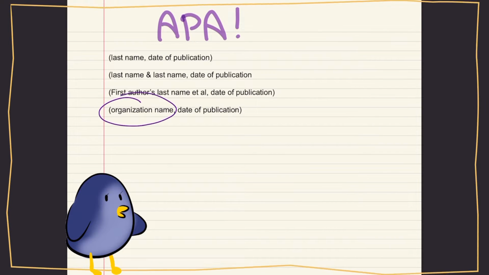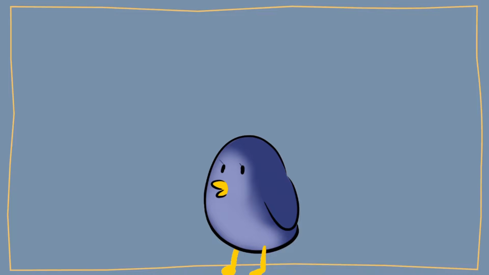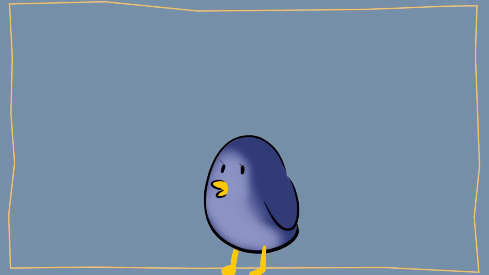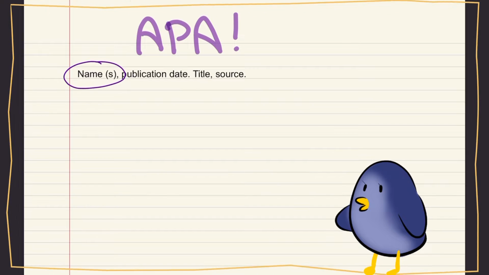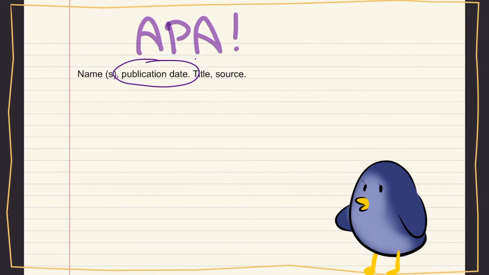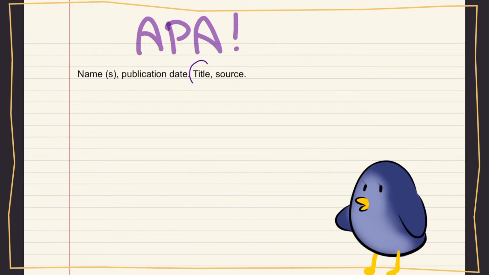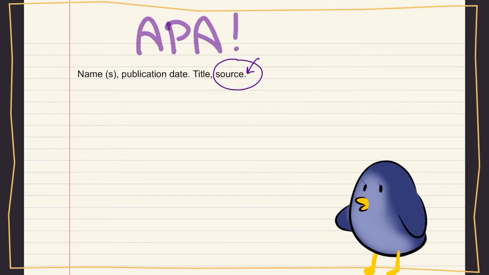But if it's published by an organization, then you simply put the organization name and the date of publication. APA references, which are citations included in a bibliography, generally include the author names, followed by a comma, the publication date, followed by a period, a title in italics, followed by a comma, and the source, followed by a period.